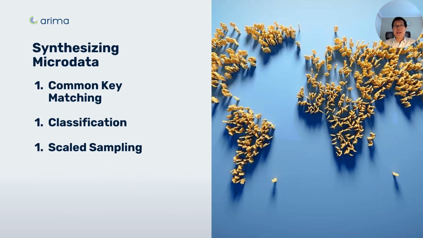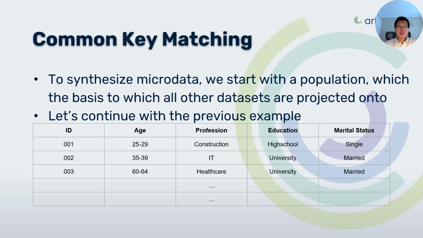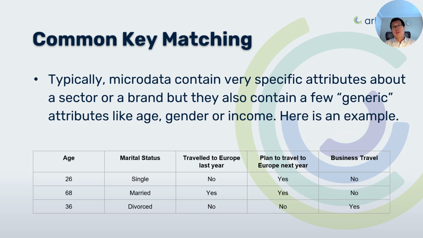Now, let's look at the second example. In the second example, we're synthesizing micro-level data. In other words, we're synthesizing individual respondent level data. To do so, we need to start with a population. So we'll assume that we use the population from the previous example. So our 3 guys, the construction worker, the IT and healthcare professionals, they're now back again.